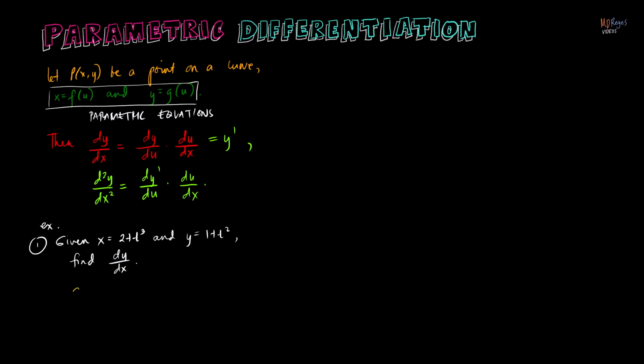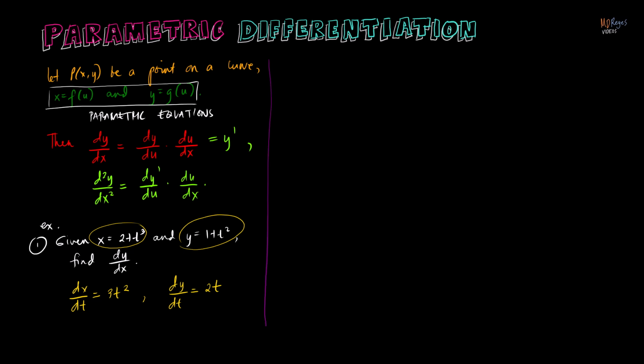Let's differentiate x with respect to t, because we are using t here as our parameter. We are differentiating this equation with respect to t using the power rule, and we'll get 3t squared. Then differentiating y with respect to the parameter also, we'll get dy over dt. Using the power rule again, we get 2t. Now, according to the formula, dy over dx is equal to dy over dt, since instead of using u we are using t, times dt over dx.